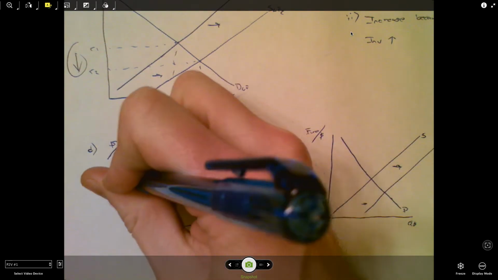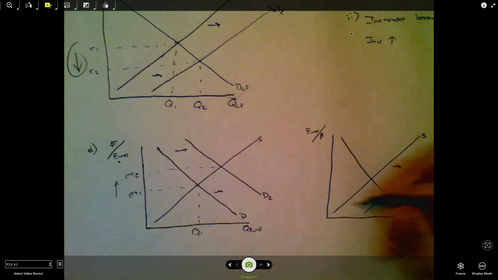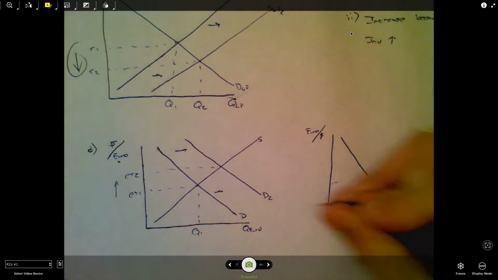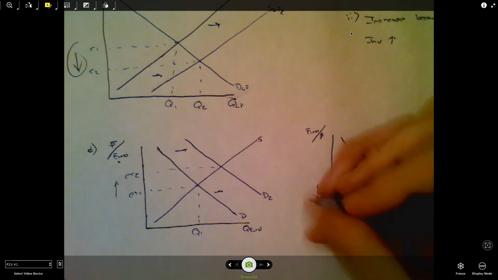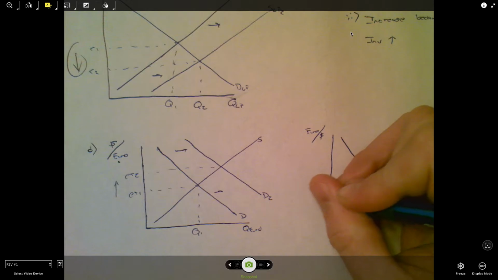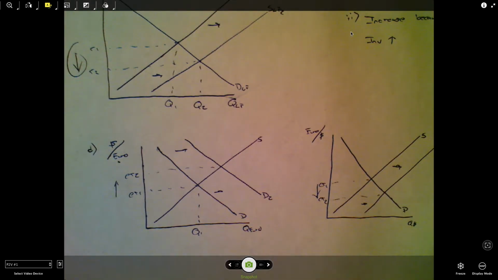And what does that do? Well, that appreciates the euro. And over here, that's going to depreciate the dollar, right? So there's your first one. There's your graph of the euro. This is the one that you need. And what we find is that we increase the euro. Why? Well, because United States investors are attracted to the higher interest rates.